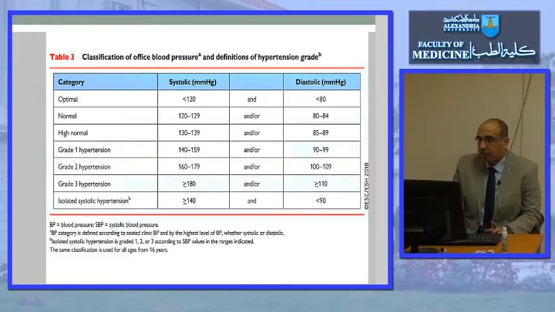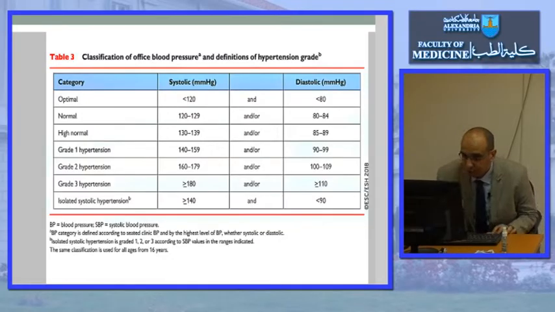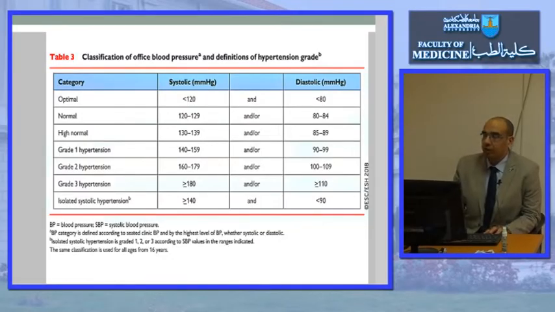What about the definitions of blood pressure measurement? These are the measurements according to the European Society of Cardiology 2018. Optimal blood pressure is when the systolic is less than 120 and diastolic less than 80. Normal blood pressure is when the systolic is 120 to 129 and or diastolic between 80 and 84. High normal blood pressure is when systolic blood pressure is 130 to 139 and or diastolic 85 to 89.